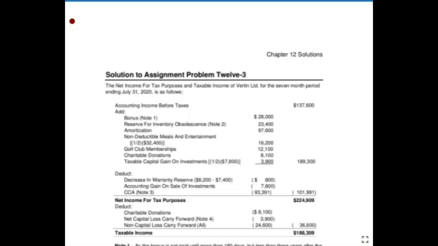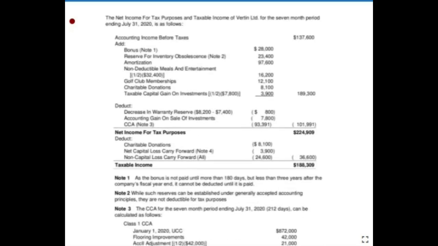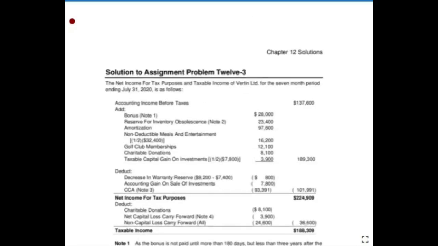So next class, at the beginning of class, we'll pick up with a couple more problems from chapter 12. One of them is 12.3. We'll have a look at that next class. This is where we're doing all of our adds and deducts that we were talking about. So we're going to practice getting to net income for tax and some of the little rules along the way. We might have to deal with reserves and bonuses and stuff like that.